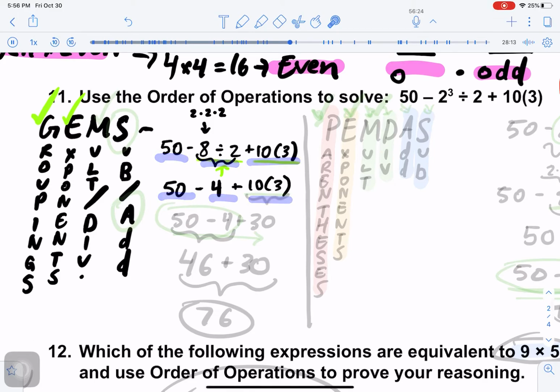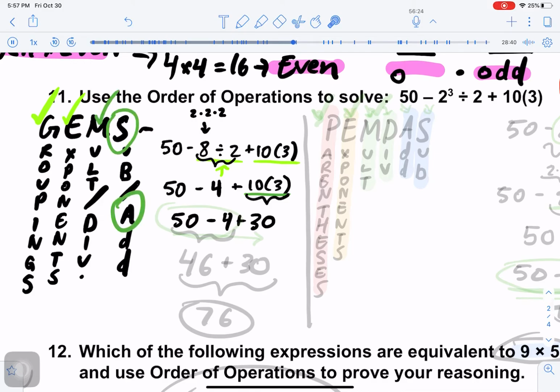I check back to see if there's any more multiplication and division. I see that there still is multiplication here, so before I can move on to subtraction and addition, I'm going to go ahead and multiply 10 times 3. This does give me 30. The rest of the expression stays the same. And now I'm left with just subtraction and addition. So I am all done with multiplication.